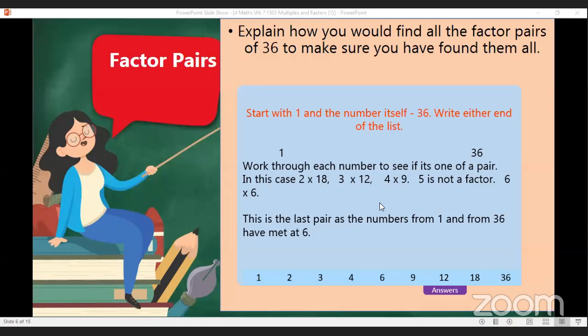So Jake was confused on which number the 6 goes with. So 6 goes with 36.